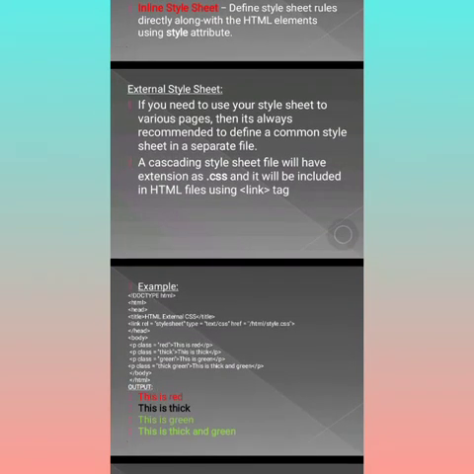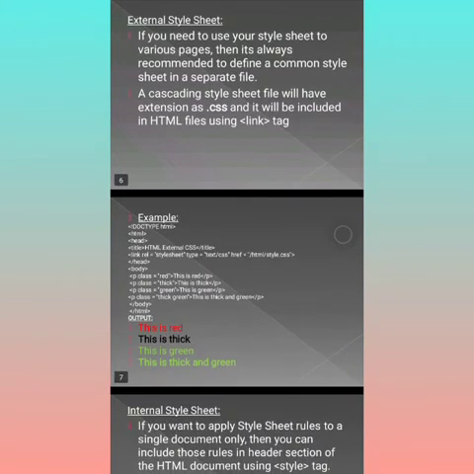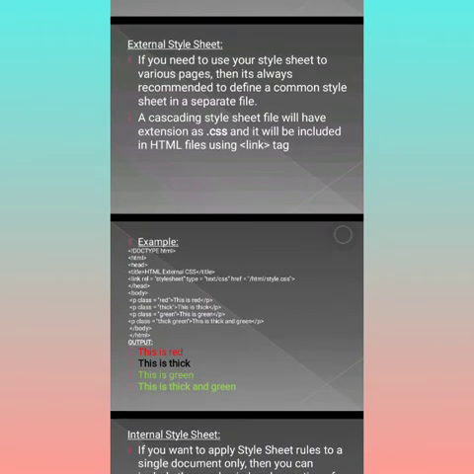External style sheet. If you need to use your style sheet on various pages, then it's always recommended to define a common style sheet in a separate file. A cascading style sheet file will have the extension .css and it will be included in the HTML file using the link tag. The examples of external style sheet are given below.